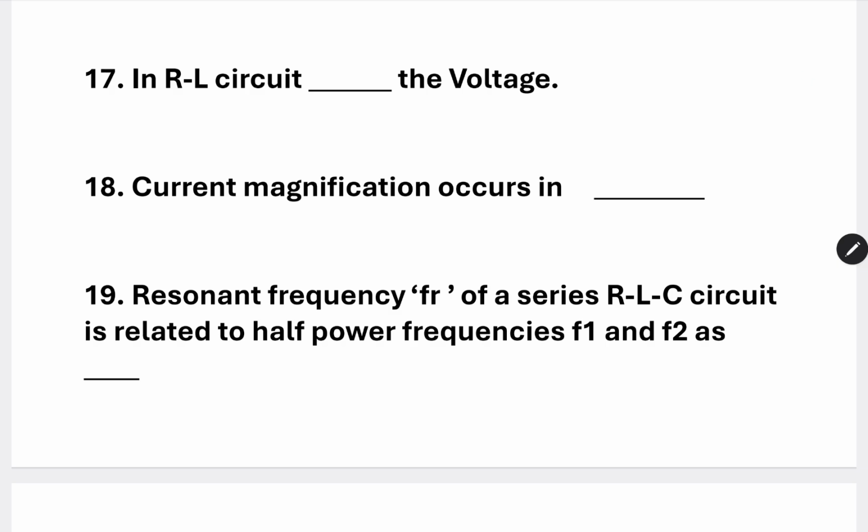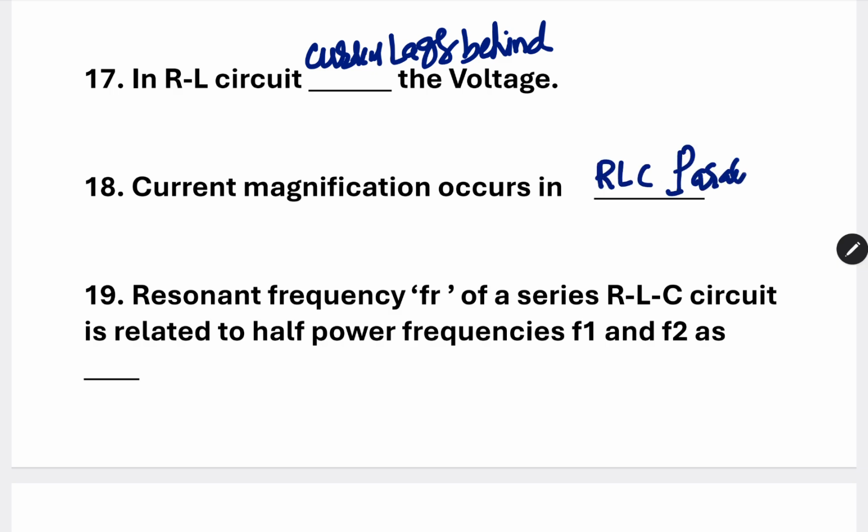Question number 17. In an RL series circuit, current lags behind the voltage. Next, current magnification occurs in an RLC parallel circuit. In an RLC parallel circuit, current magnification occurs at resonance, in L and C.